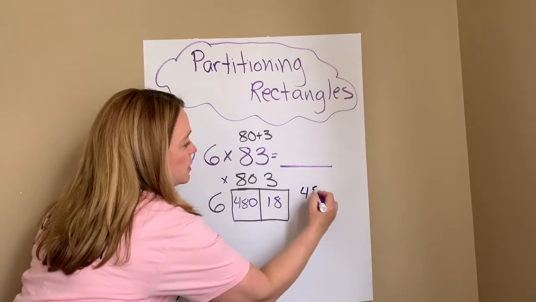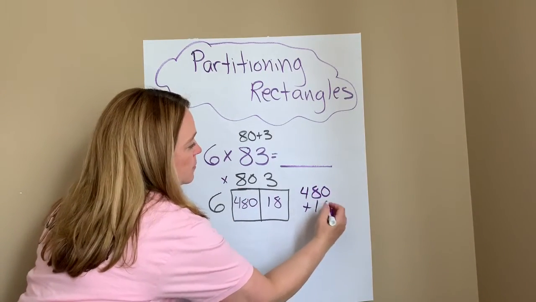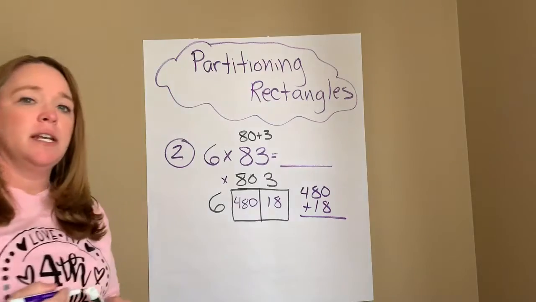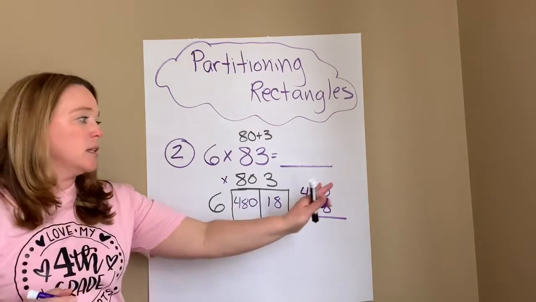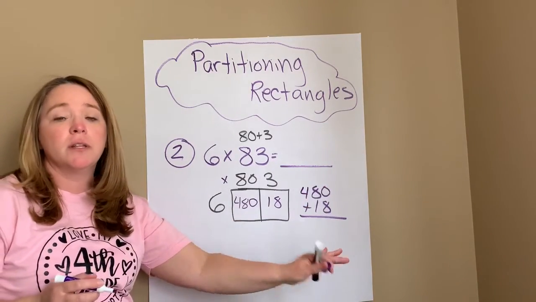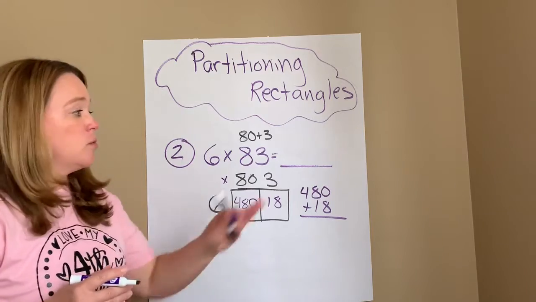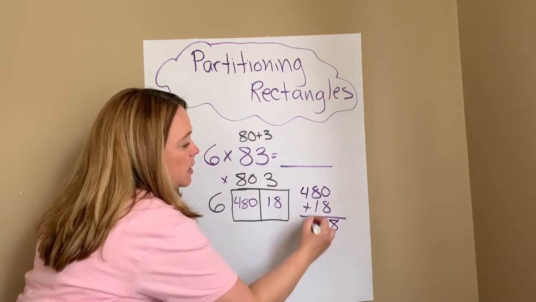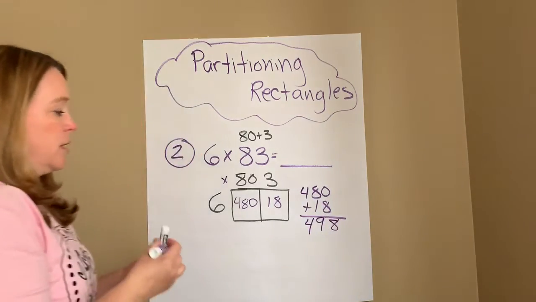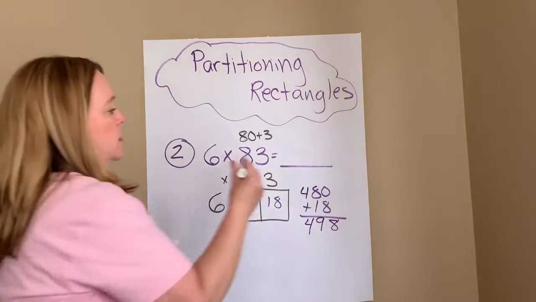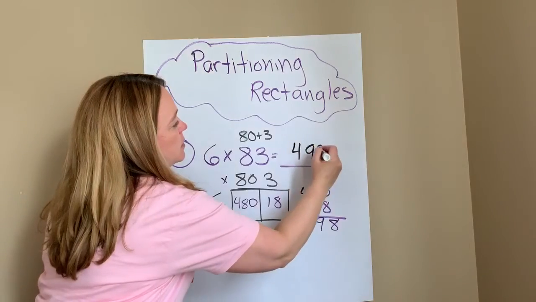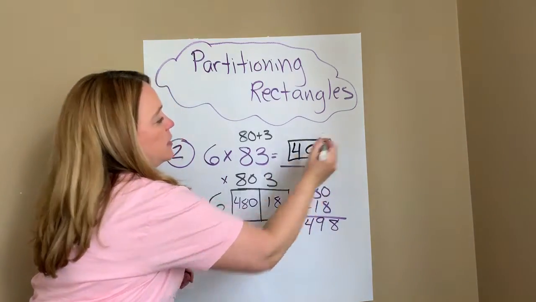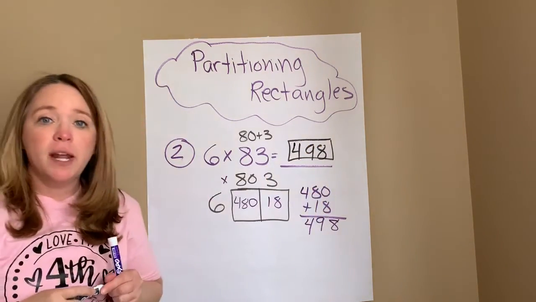So we have 480 plus 18. Now, don't forget we have to line up our ones properly or we will get the incorrect answer. So we want to make sure we line those up. And 0 plus 8 is 8, 8 plus 1 is 9, and 4 plus nothing is 4. And our answer is 498. I hope that helps.